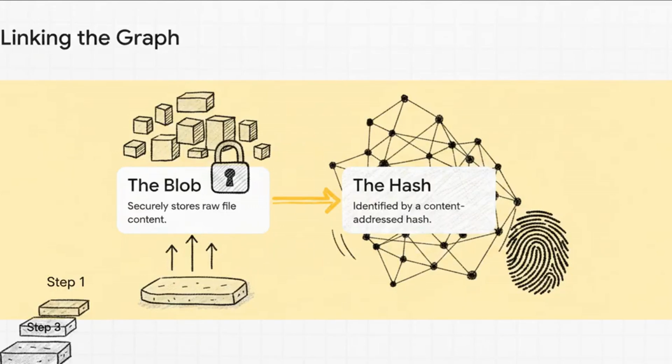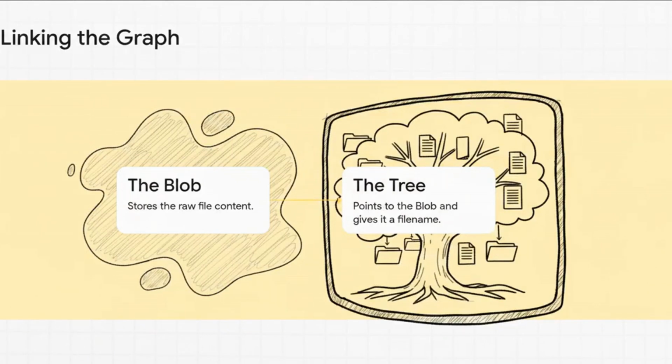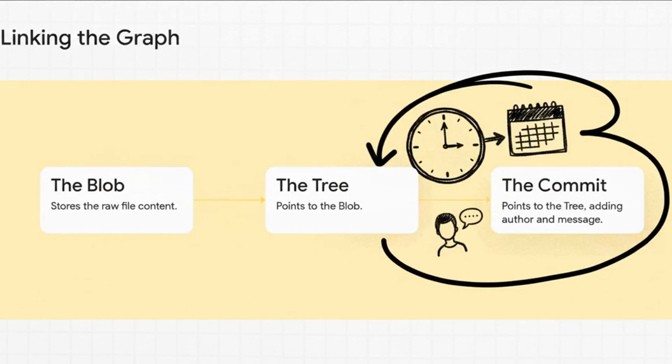Our foundation, step 1, is always the blob. It sits right at the bottom, securely storing your raw file content as an immutable, content-addressed hash. Then, step 2 brings in the tree. The tree acts as the structural wrapper. It points directly down to that underlying blob and gives it a file name and a specific place within your project's directory hierarchy. Step 3 is where time actually comes into play.